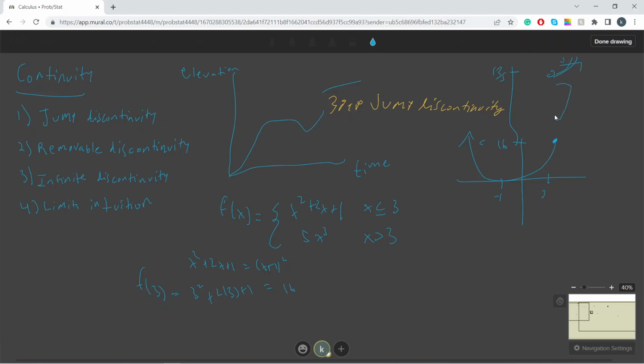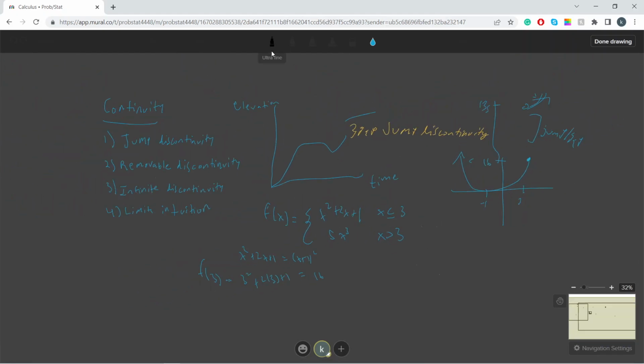There's a clear gap right here. So this is a simple example of jump discontinuity, and you should be able to identify examples of this, and we'll go through some example problems to make sure you feel good about this topic.